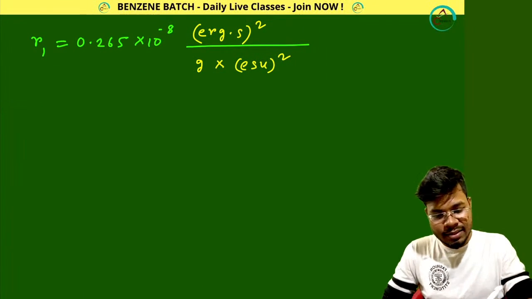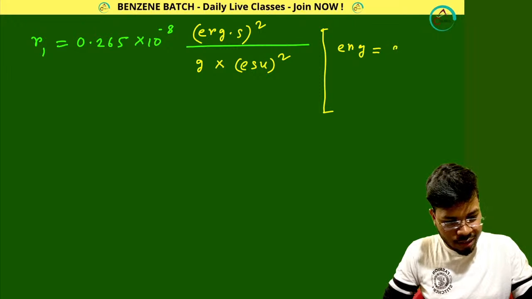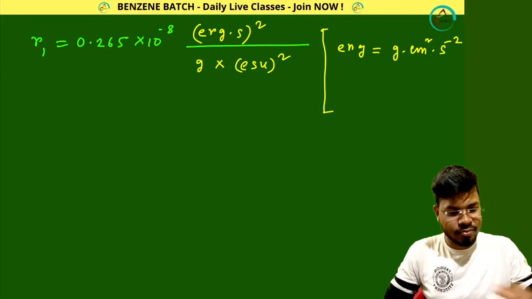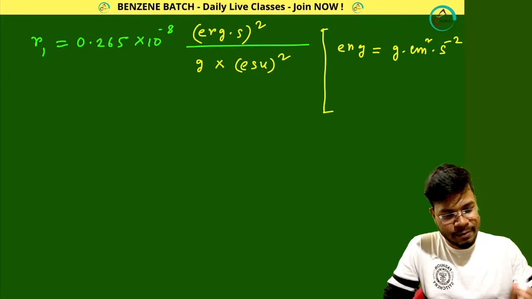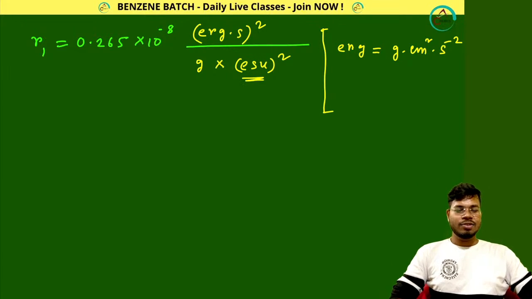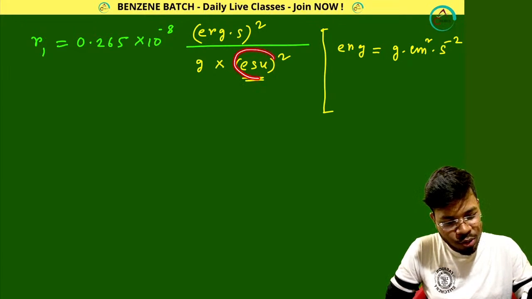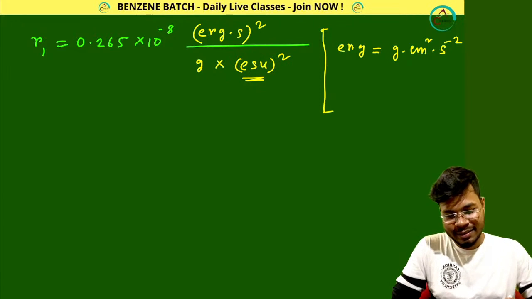Now erg means generally, let me write over here, erg means actually gram centimeter square second to the power minus 2. Okay, simple. Then ESU. What is the ESU? So can you convert ESU to other unit? Yes or no, tell me. Guys, anybody?